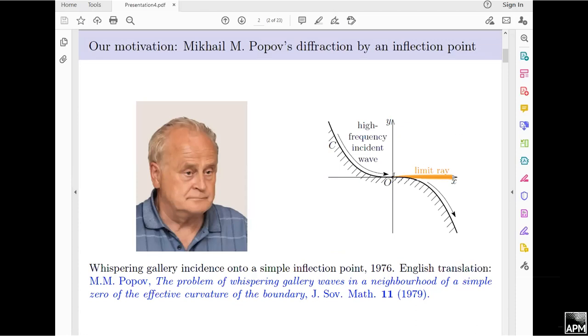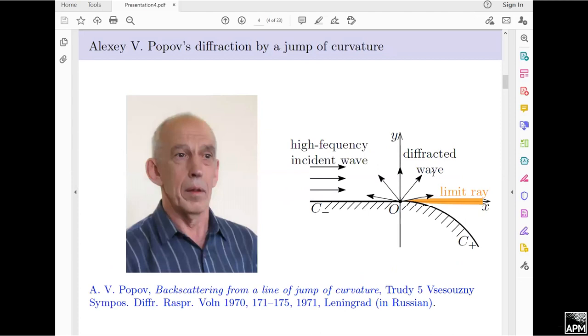But assume that we have not a cubic parabola with a specific inflection point, but we have two arcs of circles. Should it be more or less the same? I don't know, but it is our motivation. If we solve such a problem, it will be some competition to that theory. We didn't solve this problem, however. So we address a bit different problem. It was a problem considered by Alexei Popov from Moscow. He is a radiophysicist. And his problem was the following. You have here a straight boundary, everything is two-dimensional, and then it becomes a circle or parabola, and here the curvature jumps.